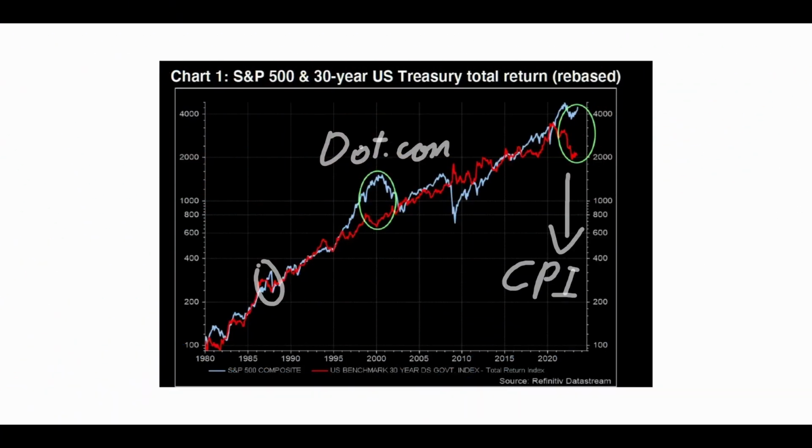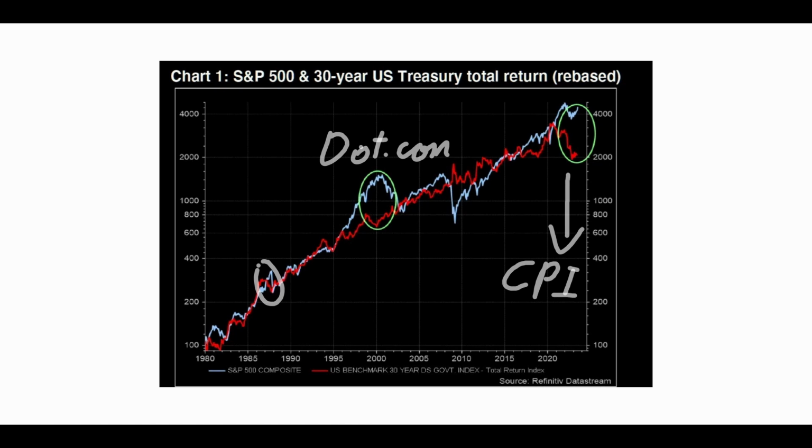What we see in this graph is the S&P 500 composite versus the US benchmark 30-year government index total return. We're going to explain the methodology of the total return. This is from Datastream. You can see basically the 30-year is almost correlated in terms of returns with the S&P 500.